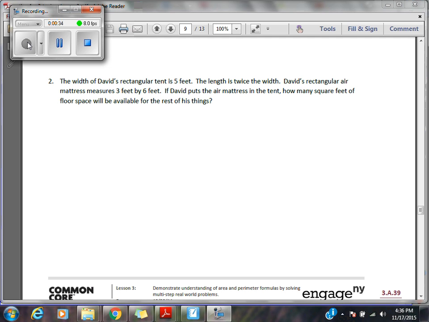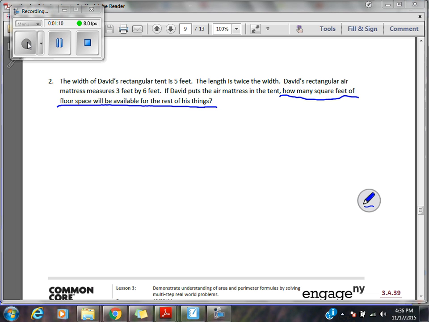Okay, there's a lot in this question that is asking you to do. So we need to go through the steps one by one. What are we being asked to do? We're being asked to tell how many square feet of floor space will be available for the rest of his things, okay? And so inside of his tent, if he puts his air mattress in there. So we have to kind of visualize what's going on. What do we know? Some of the stuff we know is going to come right out of the problem, but the other things that we know need to come from notes that we have given you.